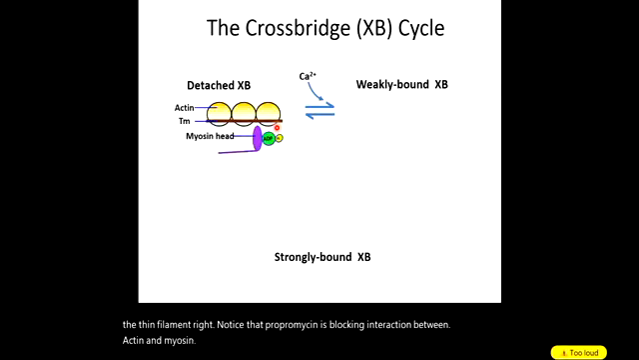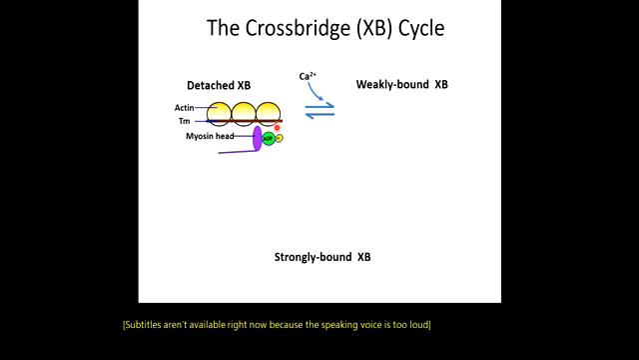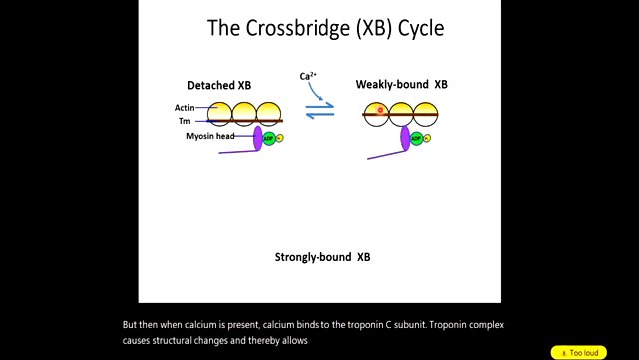But then when calcium is present, calcium binds to the troponin C subunit of the troponin complex, causes structural changes, and thereby allows tropomyosin to slightly move on the thin filament, thereby allowing the myosin head to weakly bind.